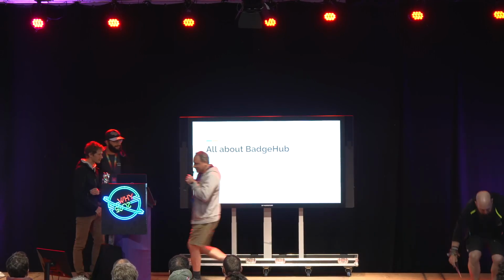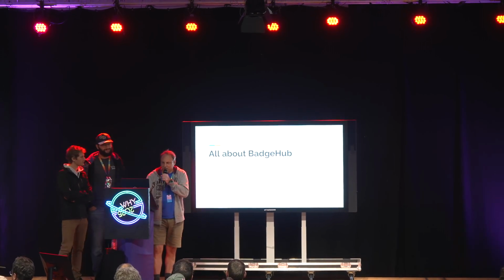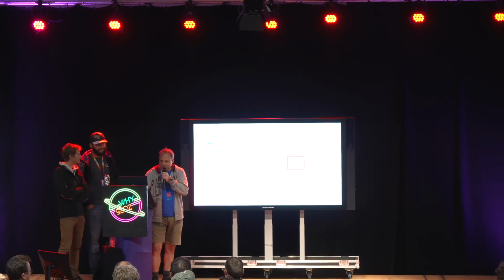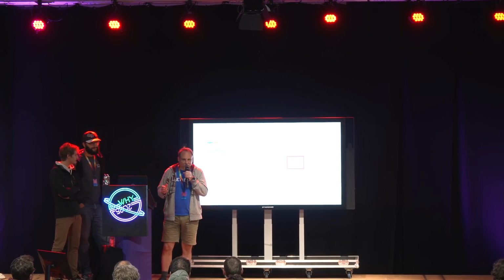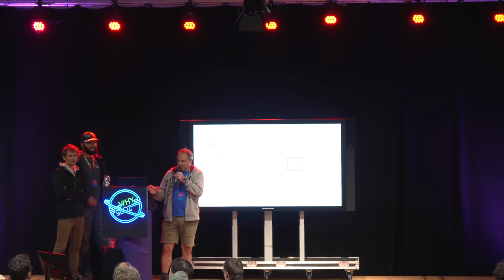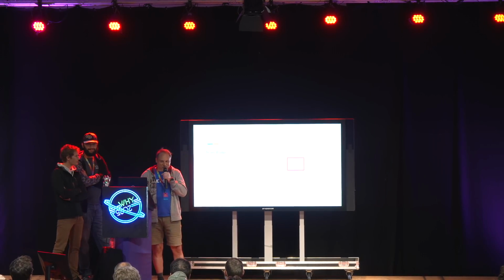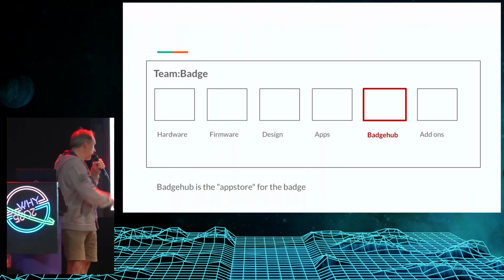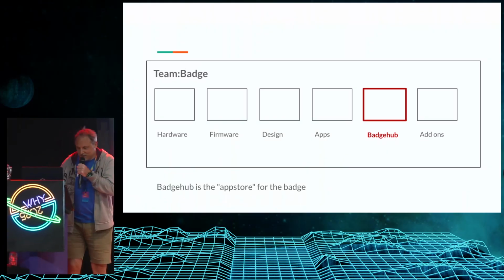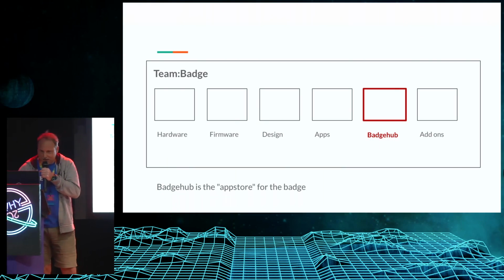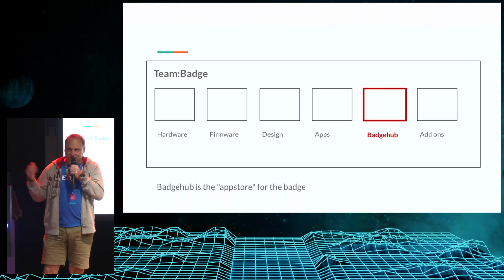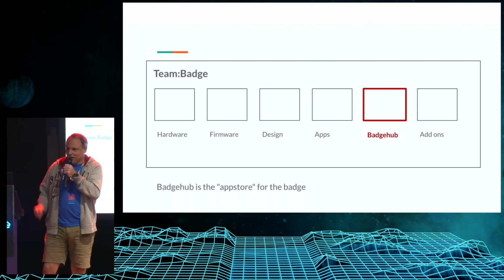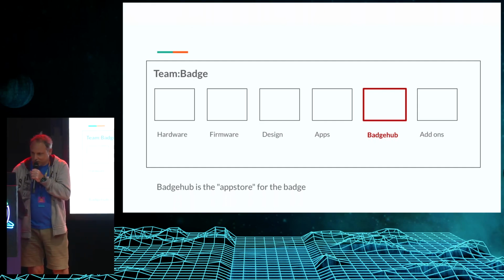I will stand here. This is a talk about BadgeHub. Well, I'm Edwin. What is BadgeHub? The whole badge is a small part of the whole Vite 2025. And the BadgeHub is again a small part of the badge team. You see we have quite some teams within our team. The BadgeHub is like an app store for the badge. So you get the badge and then you can download apps and you can write apps and you can upload them to the badge store and download them from the badge store.